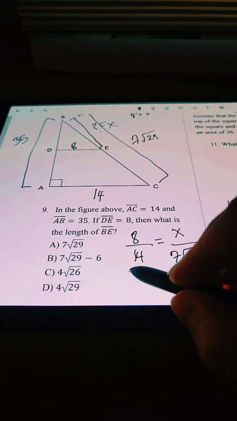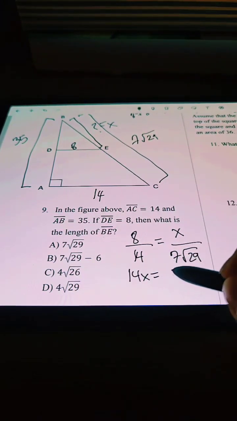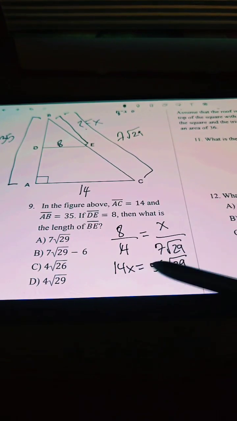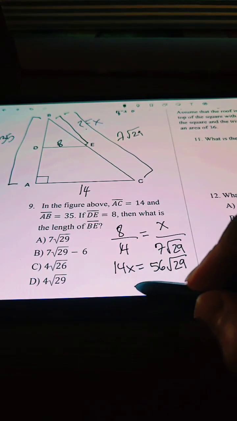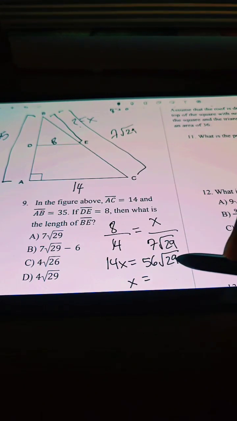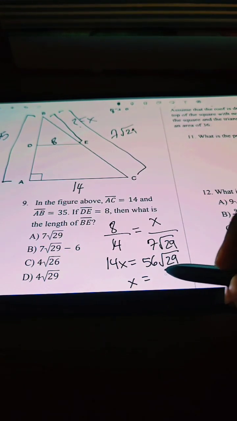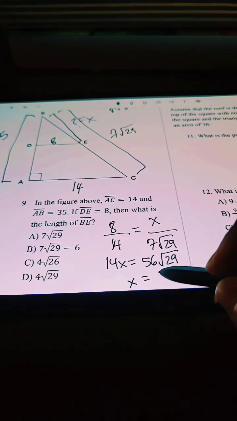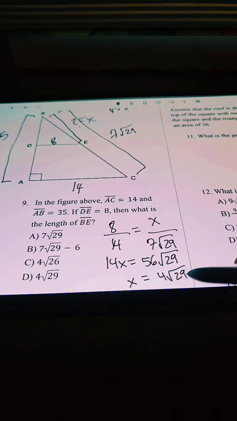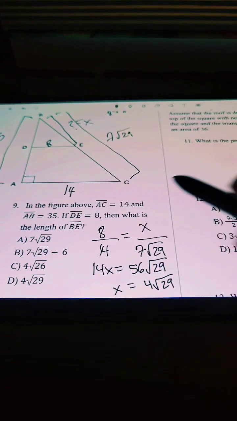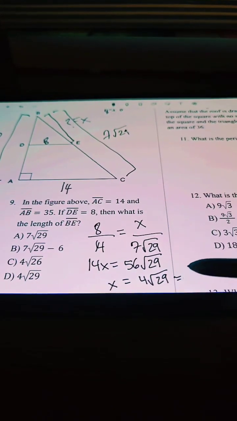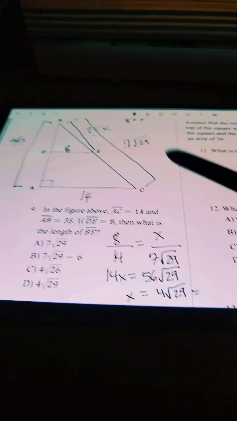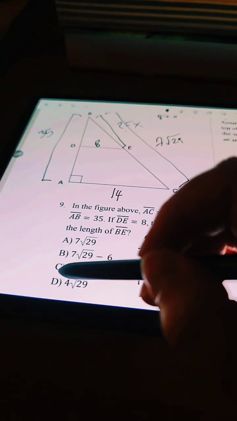So now I'm going to cross multiply and I'm going to get 14x is equal to 56 root 29. And then I'm going to solve for x by dividing each side by 14. So now I'm going to get that that's going to be 4 root 29. Let me just check that math. Yeah. I thought I did that wrong, but no, I got it. Okay, so then that's 4 root 29. That's all I'm solving for. So that's the answer, D.